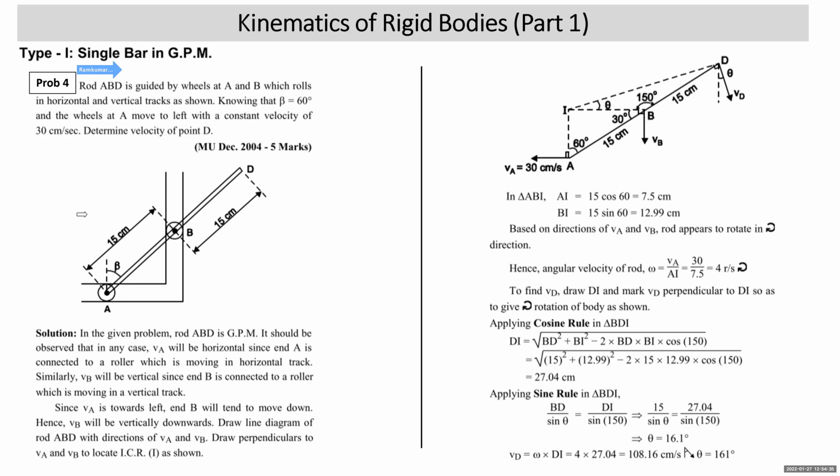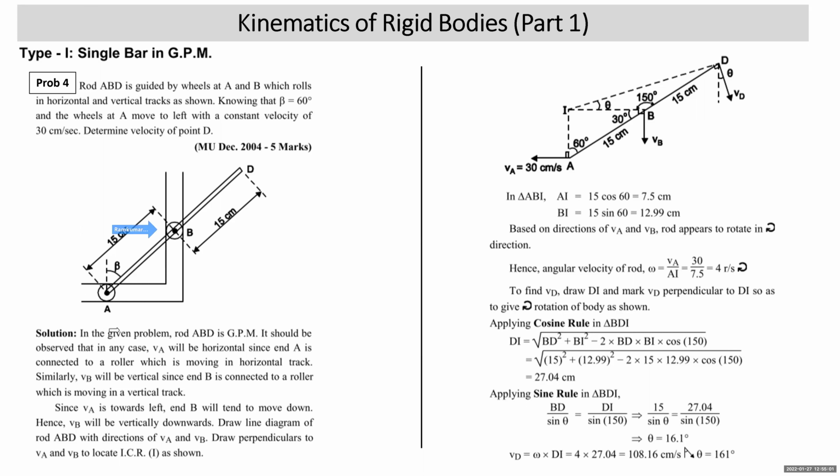Now look at the diagram, students. Here this is your rod ABD. It is one piece, all right, and A of the rod is connected to a roller or a wheel which slides in a horizontal track. That means under any circumstance, velocity of the point A will be horizontal. This is the concept part.